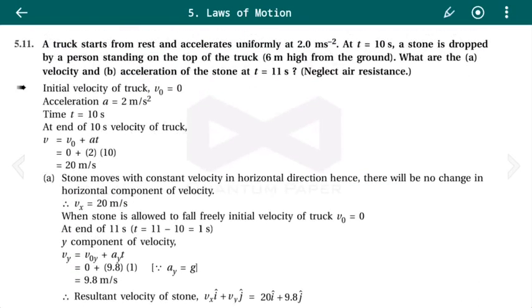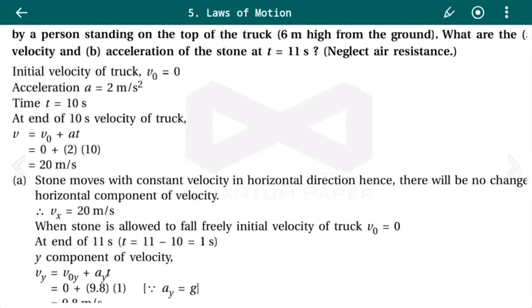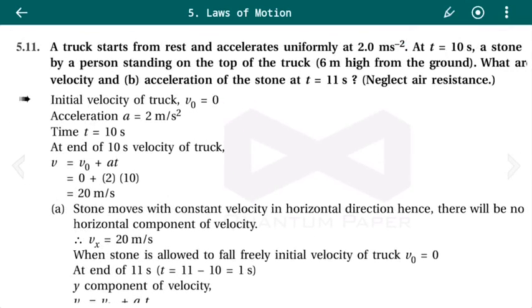So here we need to find the velocity and the acceleration at the given time, that is equal to 11 seconds. Now first of all, let us see the data. Initial velocity of the truck, that is V0 equals 0, because here it is written a truck starts from rest. So initially it is at rest, so its initial velocity is 0, and then accelerates uniformly at 2 meter per second square. So acceleration is 2 meter per second square.